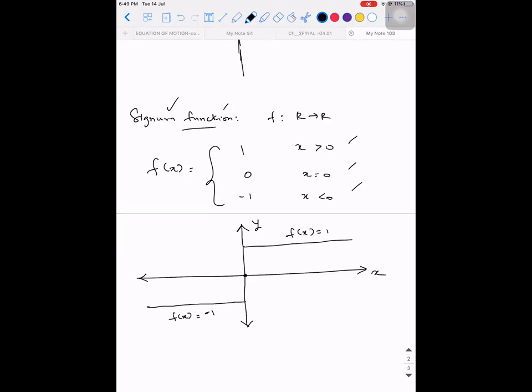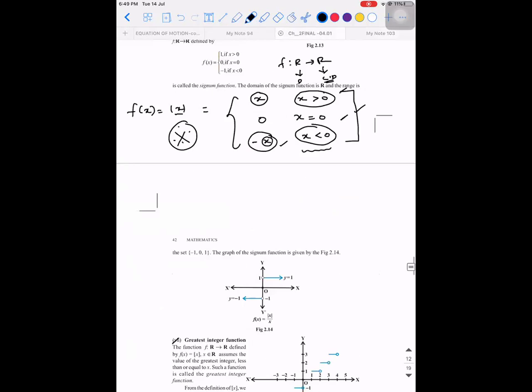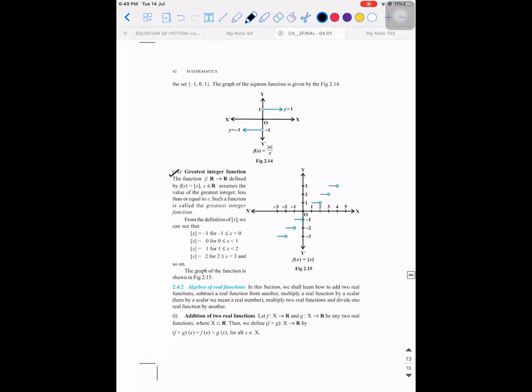Okay. Next. The last type of function is called the greatest integer function. If you observe this graph, there is one point which has an open circle like this.